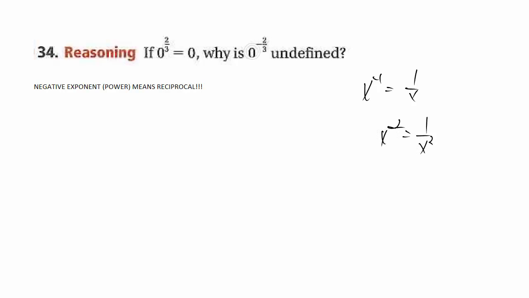So what's the reciprocal of 0 to the 2/3? Well, 1 over 0 to the 2/3. We have a problem here. We have a 0 in the denominator. Anytime you divide by 0, your value is undefined. You cannot have a 0 in the denominator.